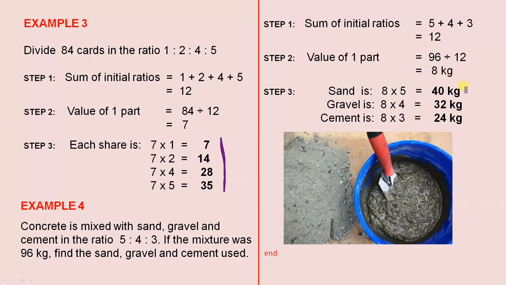So now we get the 3 separate parts. The sand will be 8 times 5 is 40 kilos. The gravel is 8 times 4, which is 32 kilos. And the cement is 8 times 3, which is 24 kilos.